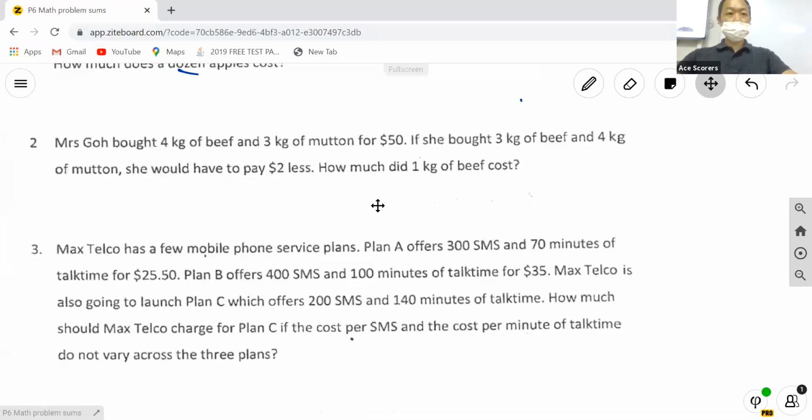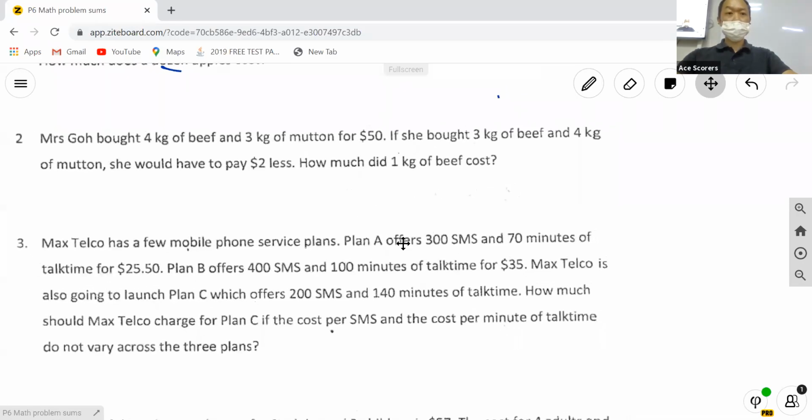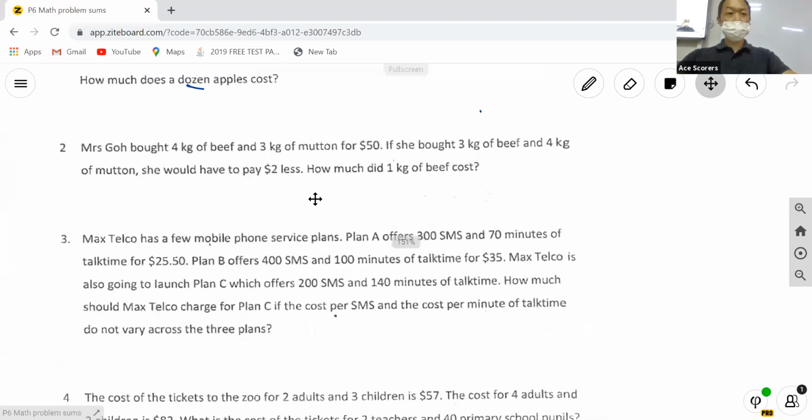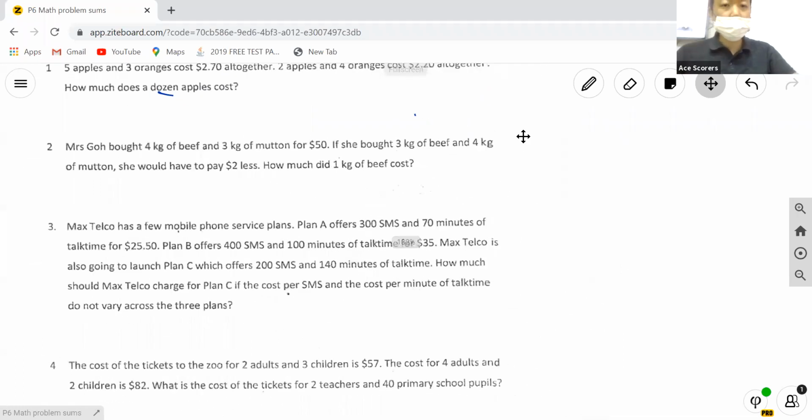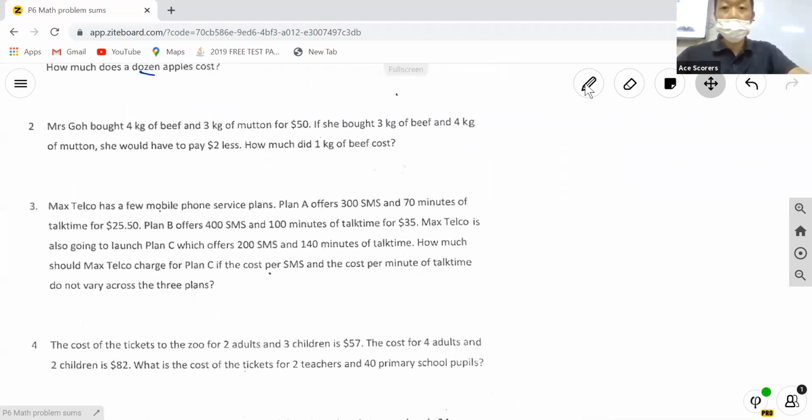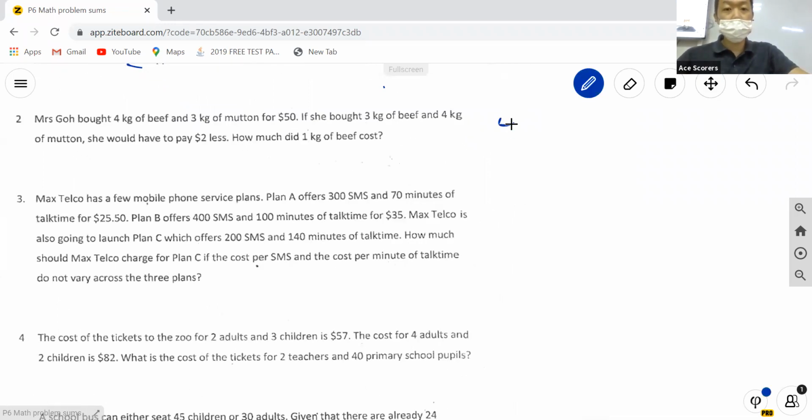So we look at question number 2 first. We just go about 4 kg of beef. So what do I do? I just write 4B for beef, and 3 kg of mutton for $50. Yeah, that's 3M.